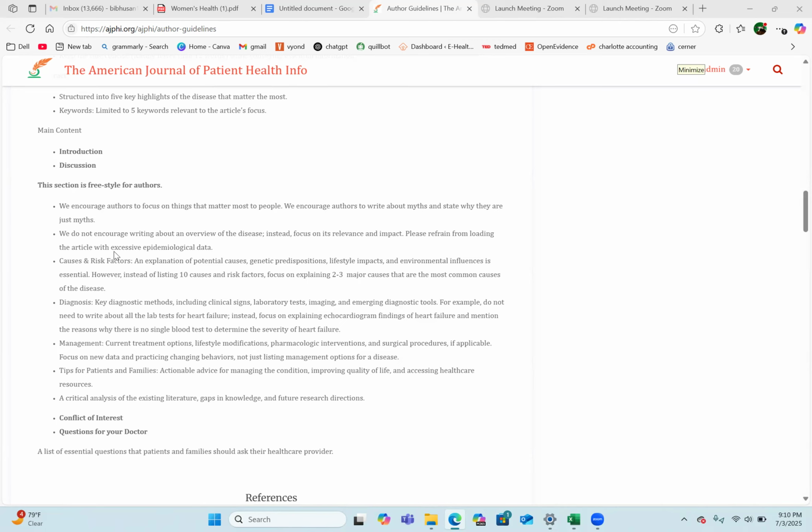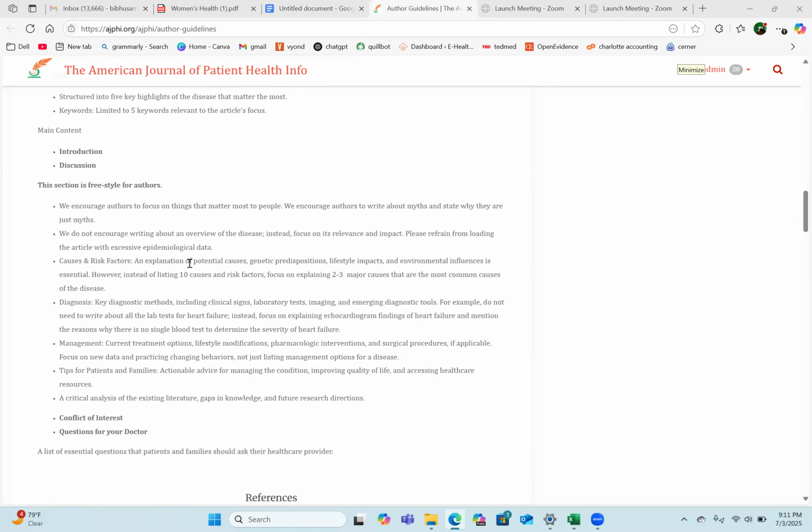While you're writing an article, you want to make sure that it's of interest to people, not what's in your head, right? So, for example, if you want to write about lupus, we want to encourage authors to write about myths about lupus and why they are just myths. Explain those things. Like, for example, risk factors. You might know lots of risk factors for a disease, or you might not know all the risk factors for a disease.